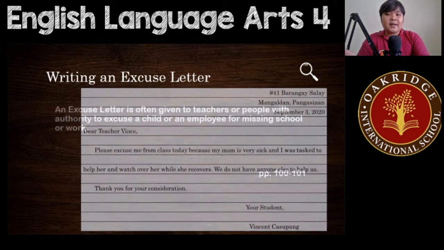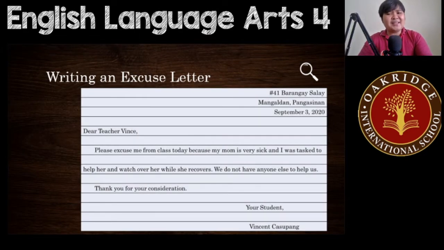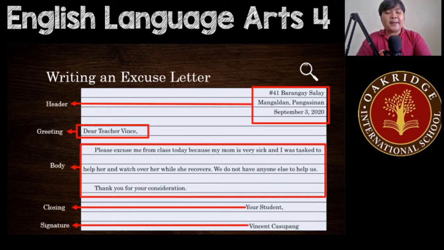An excuse letter still follows the same format of a friendly letter. So you have the different parts of a regular letter in your excuse letter. For example, here we have the header. The header is in the top right part of the letter, and it usually has address line 1, address line 2, and the date when you wrote the letter. It would also have the greeting, for example, Dear Teacher Vince.